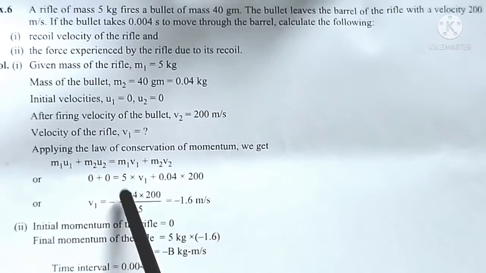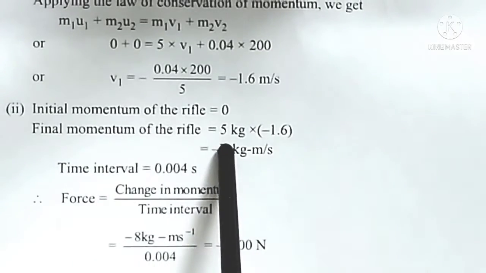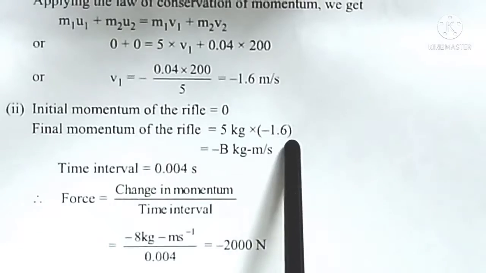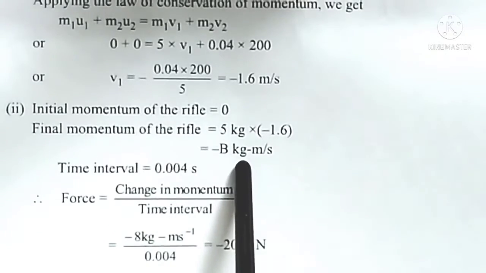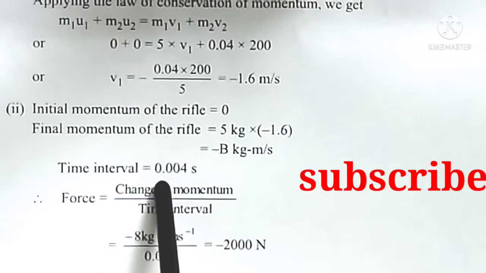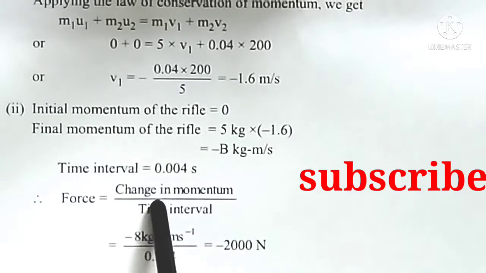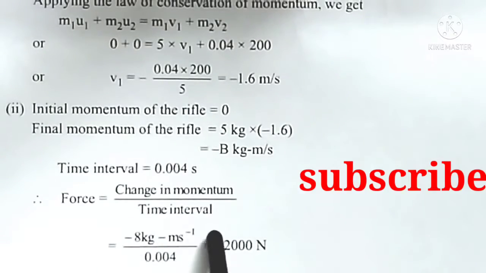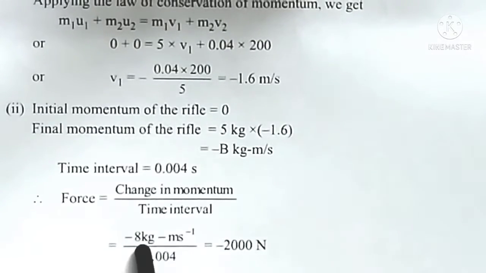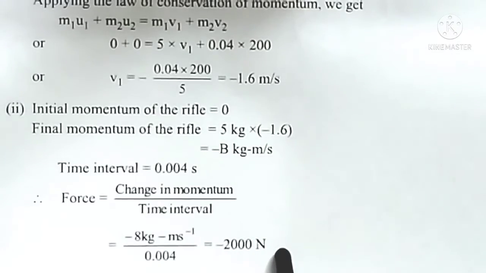Mass of the rifle is 5 kg. Initial momentum of the rifle is equal to 0. Final momentum of the rifle is 5 kg into minus 1.6, that is equal to minus 8 kg meter per second. Time interval is equal to 0.004 second. Therefore, force is equal to change in momentum divided by time interval, that is equal to minus 8 kg meter per second divided by 0.004, is equal to minus 2000 Newton.